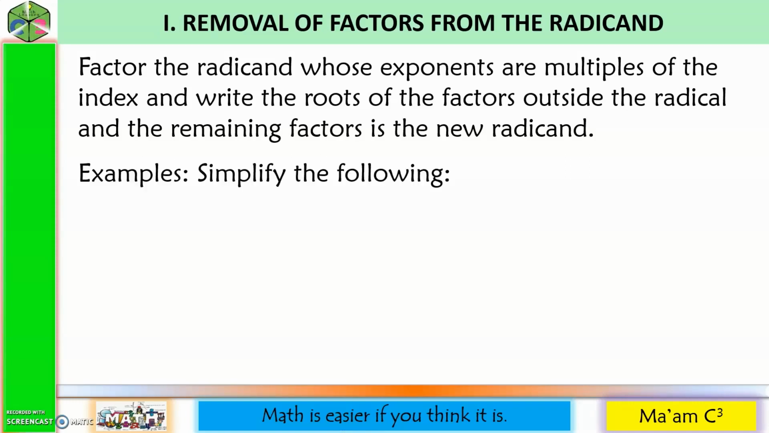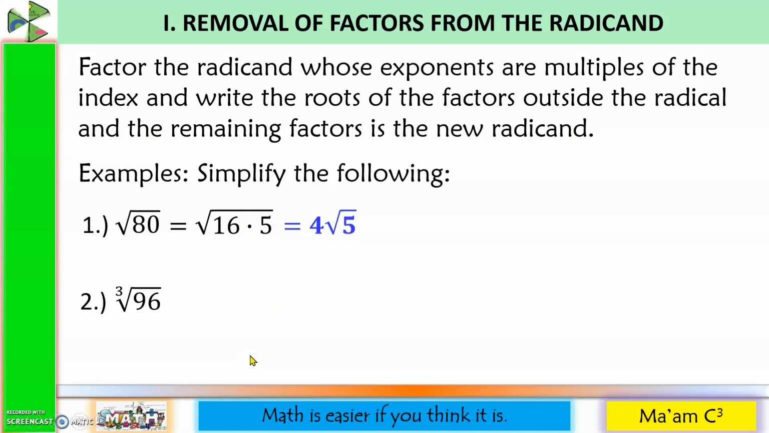Let us simplify the following. Number 1 is the square root of 80. 80 is equivalent to 16 times 5, so this is equal to the square root of 16 times 5. The square root of 16 is 4. And then the square root of 5 is the new radicand. So we have 4 square root of 5.